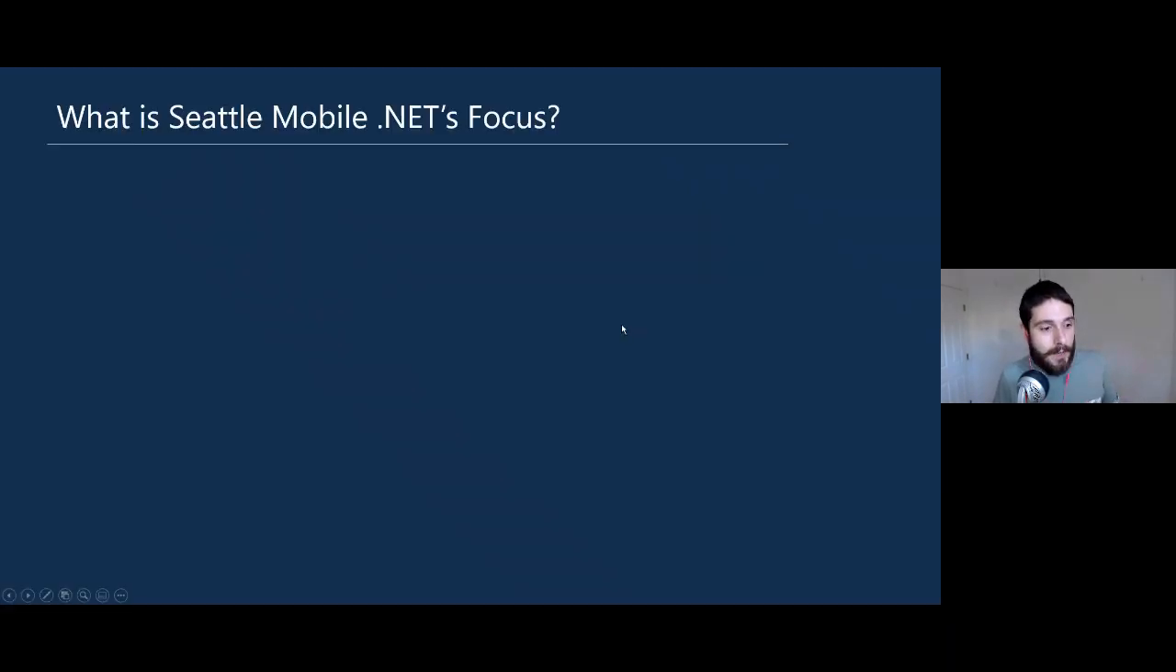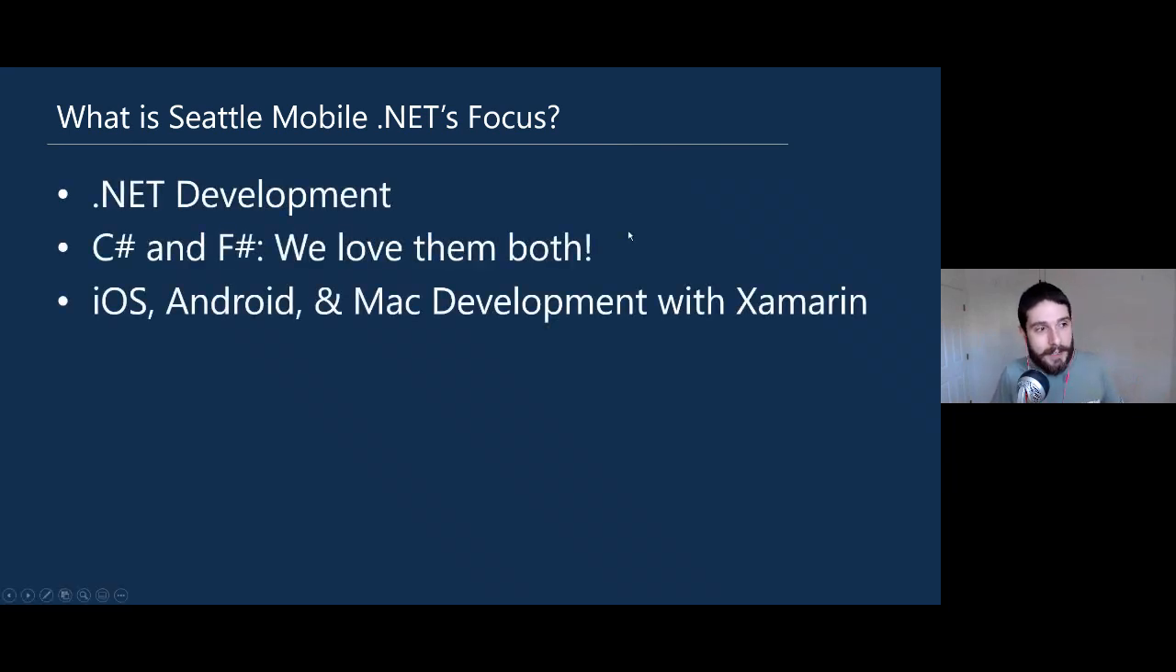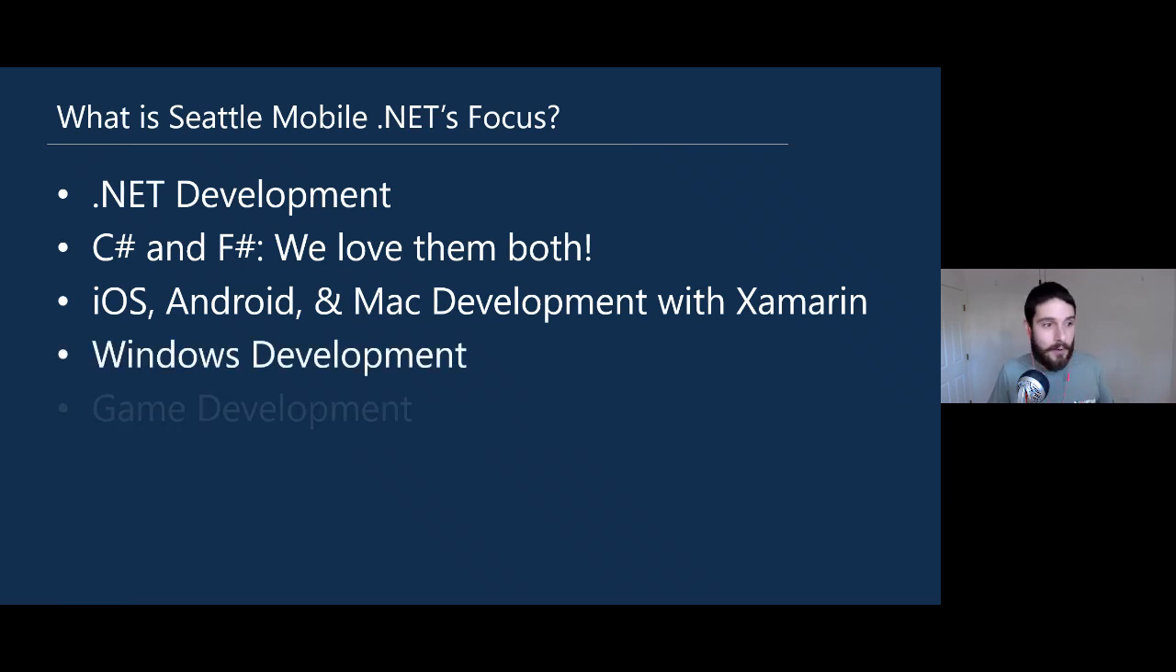So if you are in the Seattle Redmond area, like I said, we meet up about once a month. We're going to be doing some virtual ones going forward. So if you're not in Seattle Redmond, feel free to come and hang out. We talk about all sorts of stuff: .NET development, C#, F#, iOS, Android, Mac development with Xamarin, Windows development, and even game development. So really, we try to cover all sorts of different technology because if it's something in the .NET space, it probably has to do with mobile too, which is why I'm excited to have John talk about all the .NET-y goodness that's happening on the Mac.